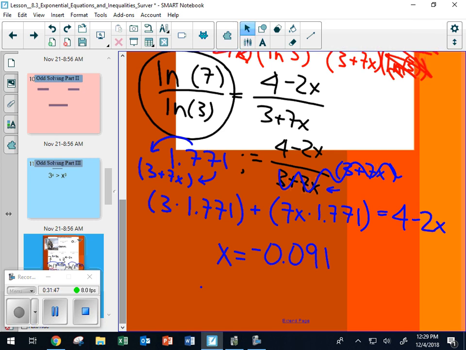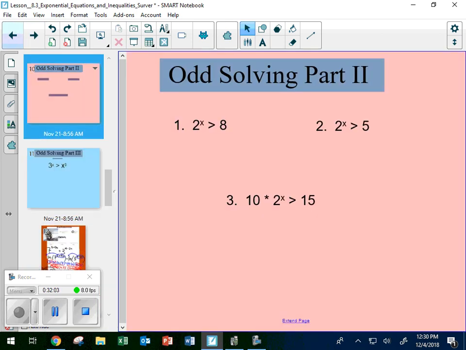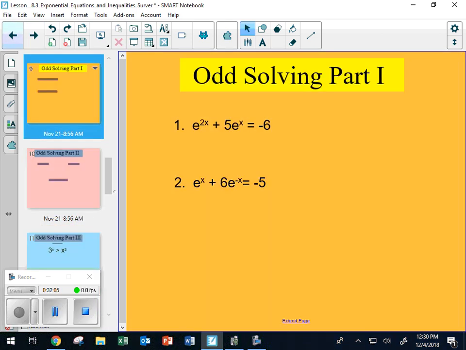We have about 10 minutes left. I would like to go over one short example that looks like it's a really hard exponential problem, but it's really not. And that problem is, let's see, it's a little bit far back up. I realize that we're kind of jumping around today, which is why I said a blank notability document would serve our purposes today. But if we want to look at this page, it starts with odd solving part 1. And we want to look at this first one here.